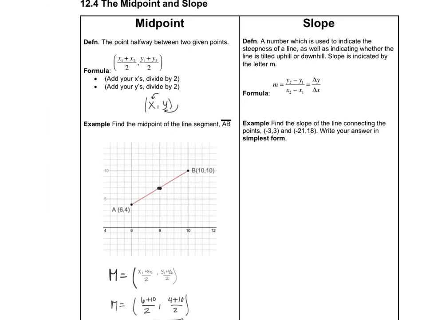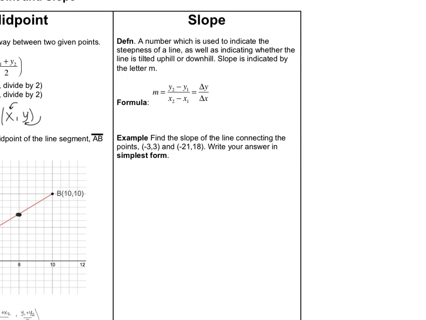Now we're going to find the slope of a different line segment. By definition, slope is a number which is used to indicate the steepness of a line, as well as indicating whether the line is tilted uphill or downhill. Slope is indicated by a lowercase m. There was actually a huge debate on Twitter this weekend, if you're interested, on why we use the letter m to represent slope. So, if you want to know, email me.